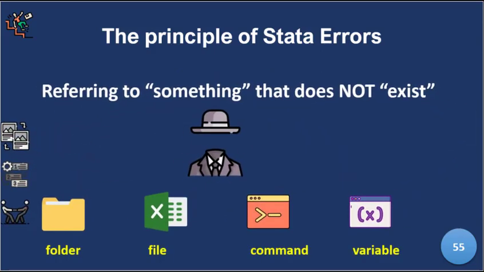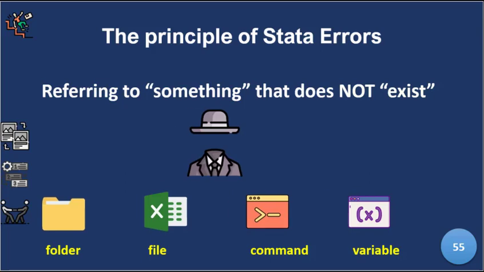So let's start with the first one, referring to something that does not exist. If a folder does not exist, an error will show. Now I kept on saying, if the folder is not where it's supposed to be, and you say go get snow in Nigeria, you won't find it. Go get the same thing with a file, the same thing with a command. For example, Stata does not have a command called jump. So if you say jump variable blah blah blah, it will tell you it doesn't exist.